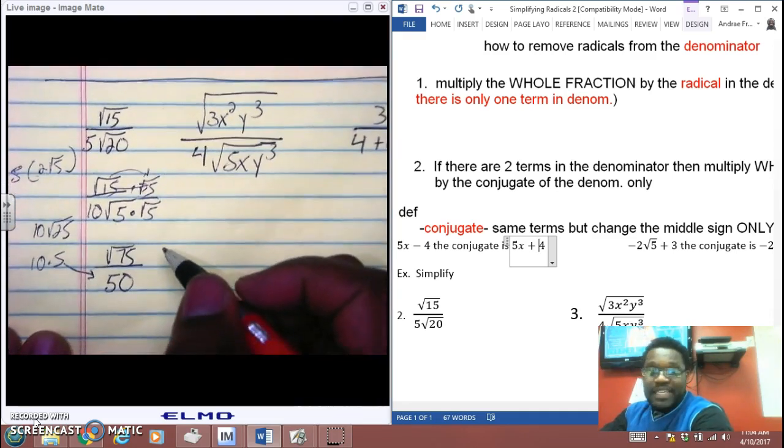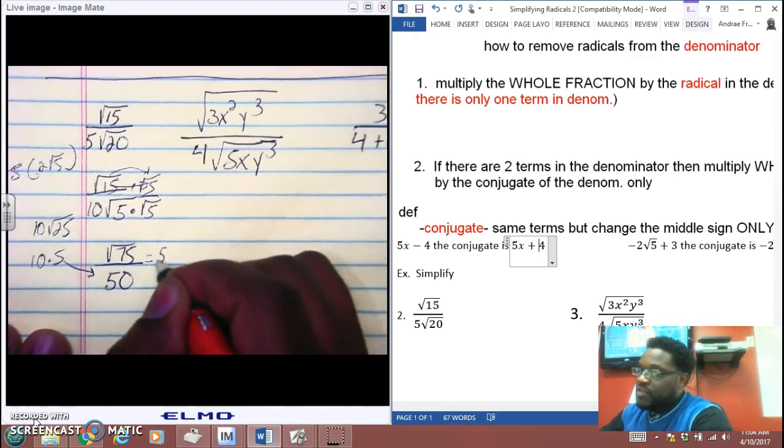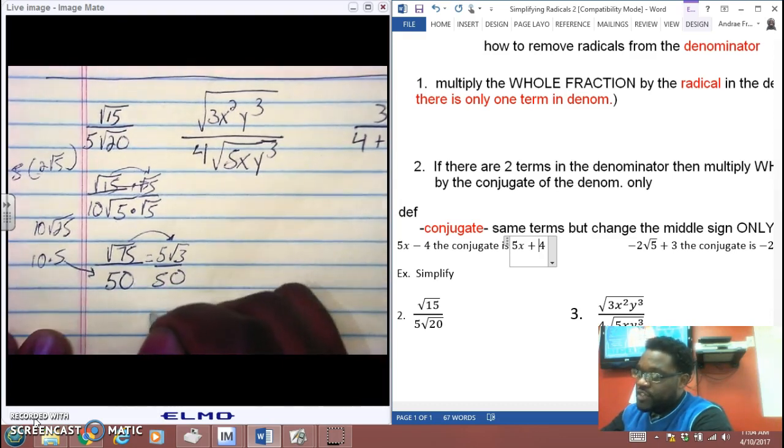However, this is not my answer, because I can simplify the square root of 75. That actually equals 5 radical 3. Now, if you want to know how to do that, look at the previous notes. So I have 5 radical 3 over 50, which my final answer turns out to be square root of 3 over 10.